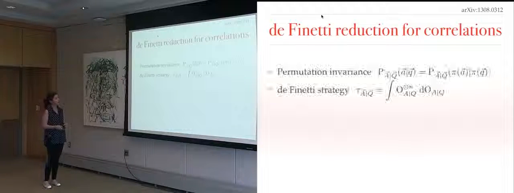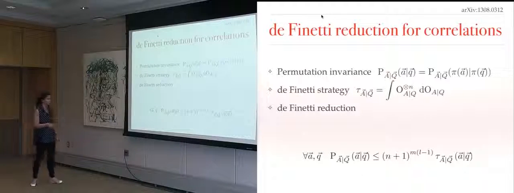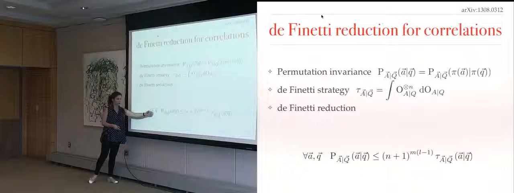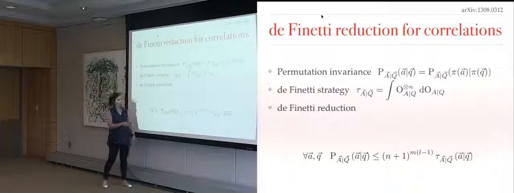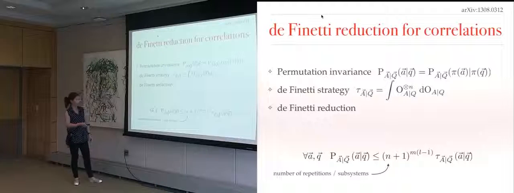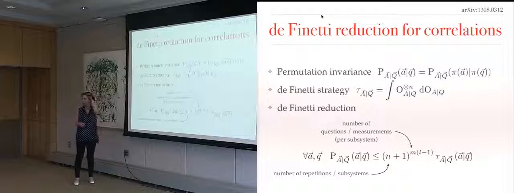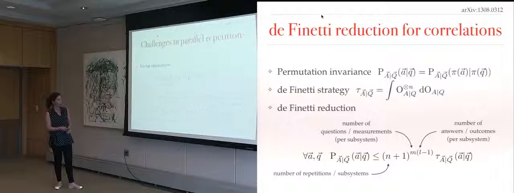So what is the theorem? This is just a reminder of what a permutation invariant strategy is and what a de Finetti strategy is. Now the de Finetti theorem is the following inequality. There exists some de Finetti state such that for every permutation invariant state, this is true. And here we have every possible vector of answers and questions, so these are just numbers on both sides of the inequality. Here we have the probability that the permutation invariant state assigns to this vector of answers given this vector of questions, and on the other side, the probability that the de Finetti strategy assigns. And then we have this prefactor here. Just to remind you, n is the number of repetitions, the number of subgames. M is the number of questions or measurements per box, and L is the number of answers or outcomes per box.